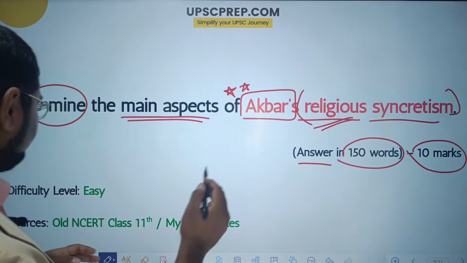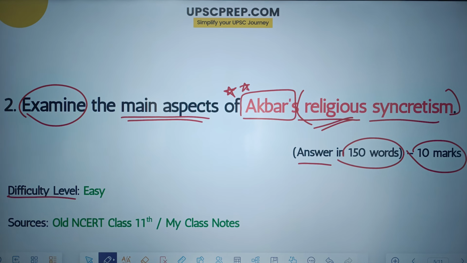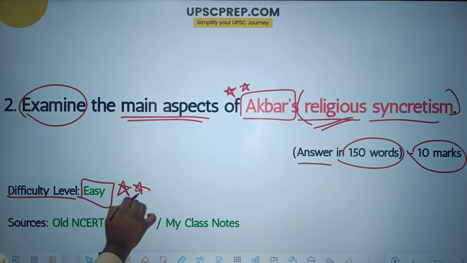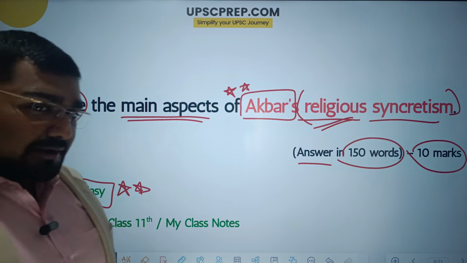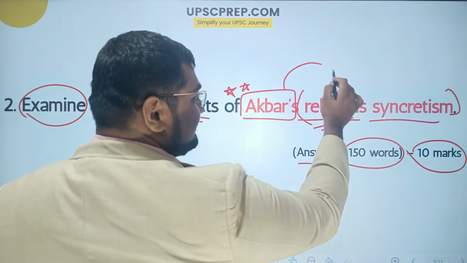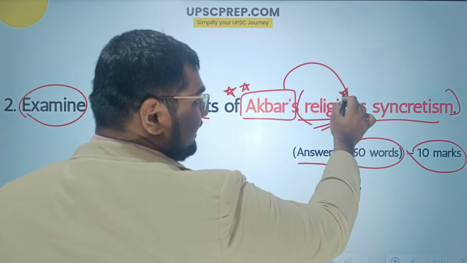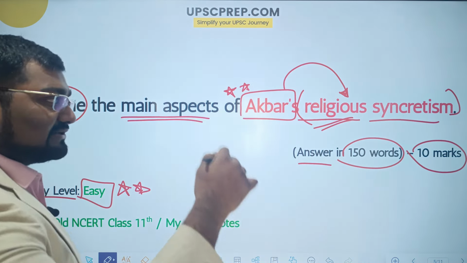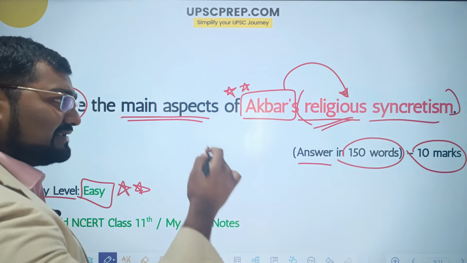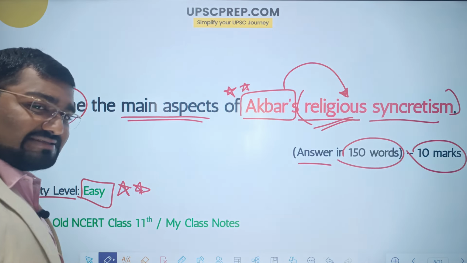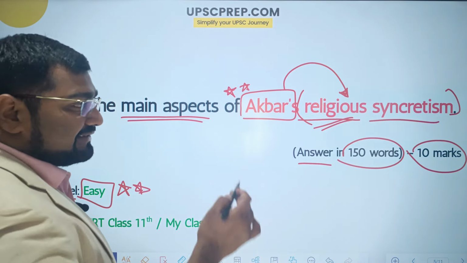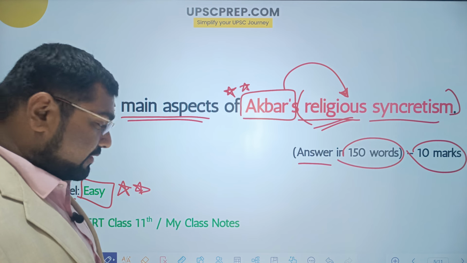Now, see the difficulty level. I have categorized it as an easy question. Why? Because whenever we read about Akbar, we do refer to his religious policy. We know how tolerant he was, right? He was secular in attitude. And that is the reason all these things are given in the basic NCERTs as well. So it is expected that you people know these basic things, right?